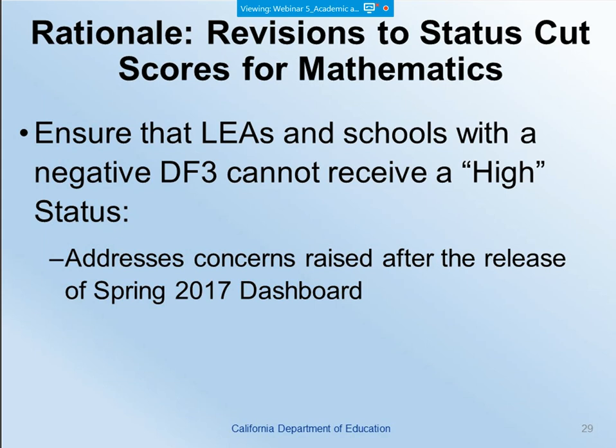So moving on, we did make some revisions to the status cut scores for mathematics only. That is because we wanted to ensure that an LEA or school did not receive a high status if they had a negative distance from level 3. Under the original cut scores, that was very possible. In fact, it did happen. A school could receive a high status if they had a negative score. I think it was a -5.